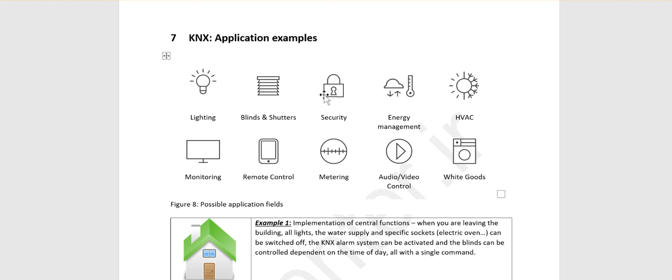Have some remote control from outside. Of course, the metering, I already said about it. Audio video control, yeah, the media control. There are many solutions in KNX. But remember that most KNX devices are going to provide you full control of the building and reduce the energy usage. Okay, it is less popular in audio video control, but there are many solutions over there, of course. And provide some control of home appliances in KNX.